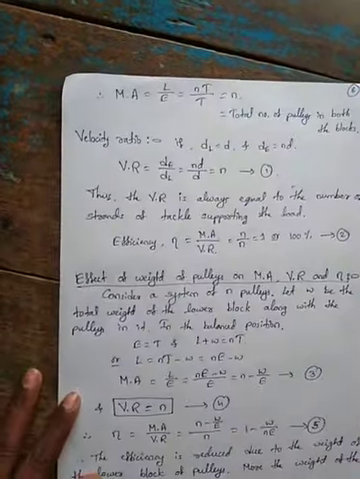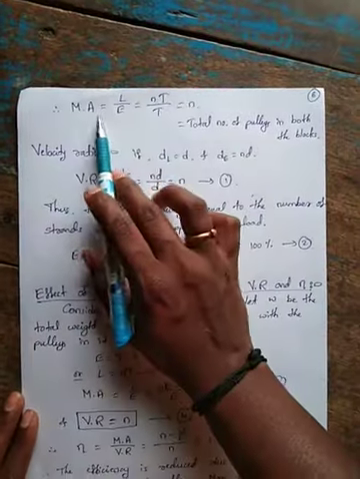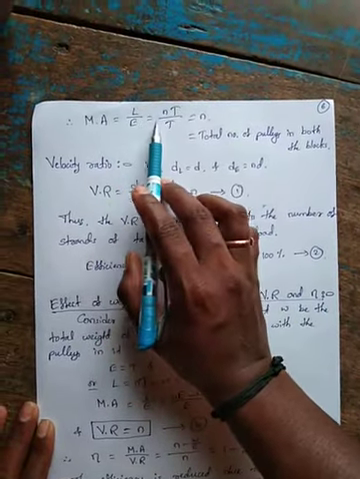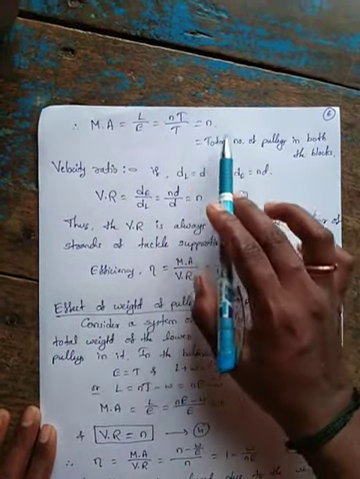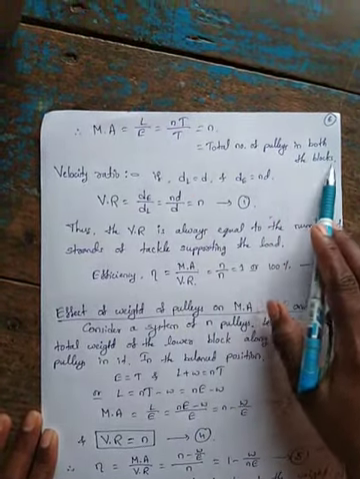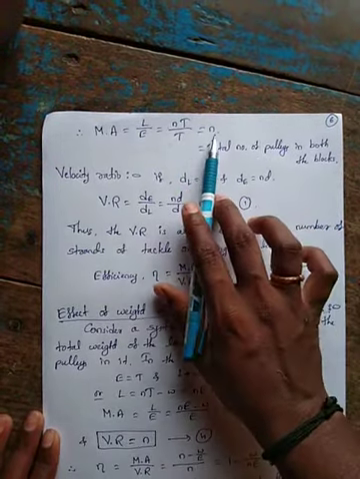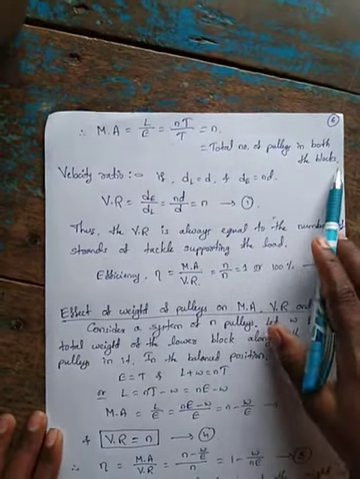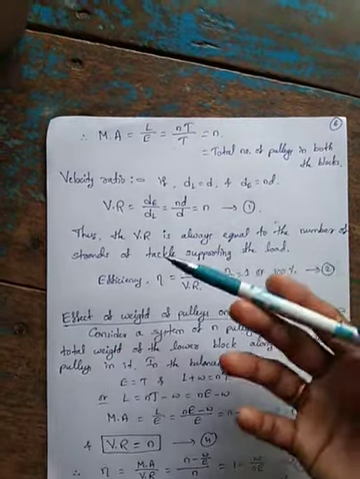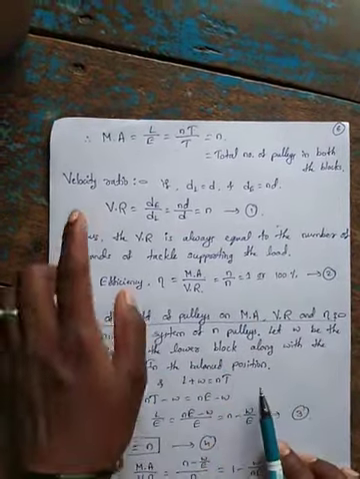Next, the mechanical advantage is equal to L by E, and that is equal to n into T divided by T. T gets cancelled, n. Total number of pulleys in both the blocks is how much? n. The mechanical advantage is equal to the total number of pulleys in both the blocks. That much only is the mechanical advantage.